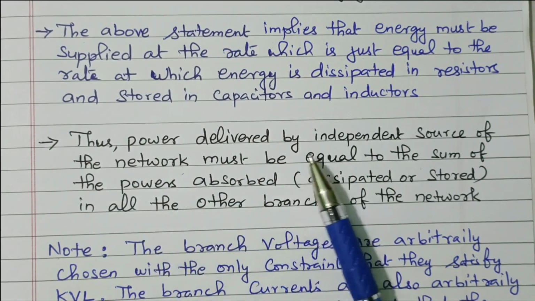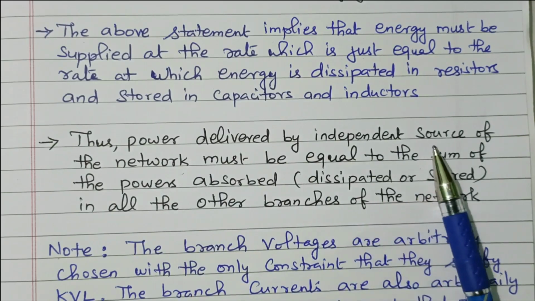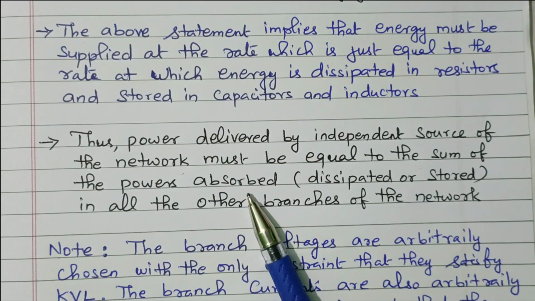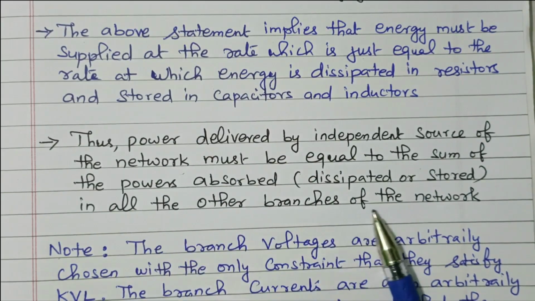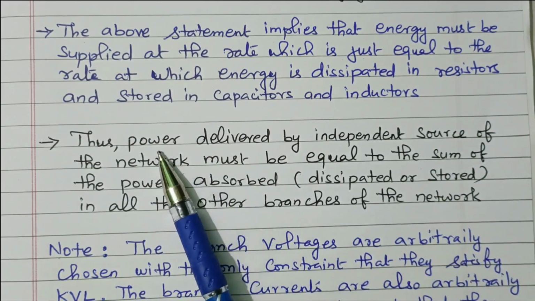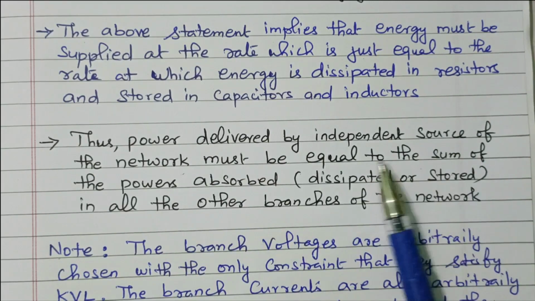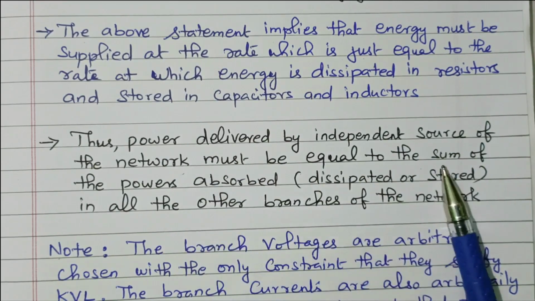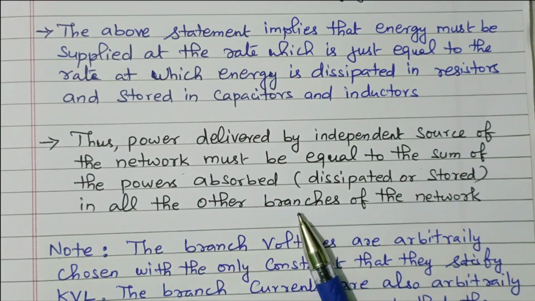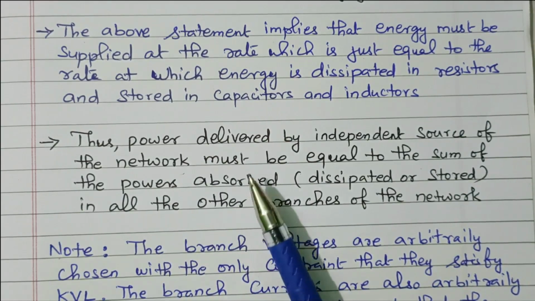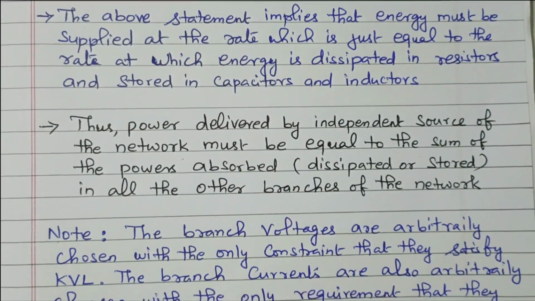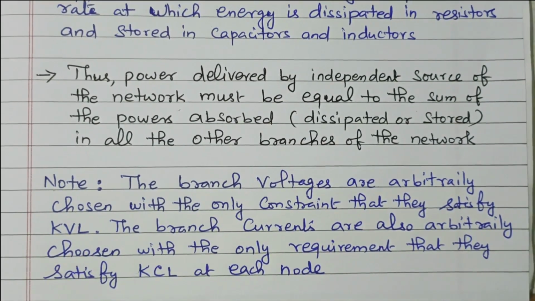Thus the power delivered by the independent sources of the network must be equal to the sum of power absorbed in all other branches of the network, either dissipated or stored. So we need to understand that the power delivered by the independent source of the network is equal to the sum of power absorbed in all other branches of the network. Right? The power absorbed should be equal to the power delivered, so that we get the net power equal to 0. One important note is available.